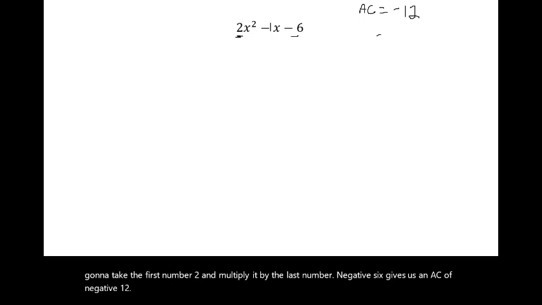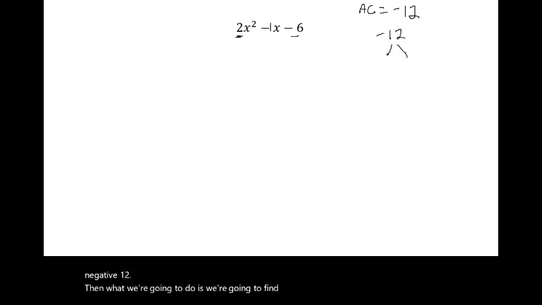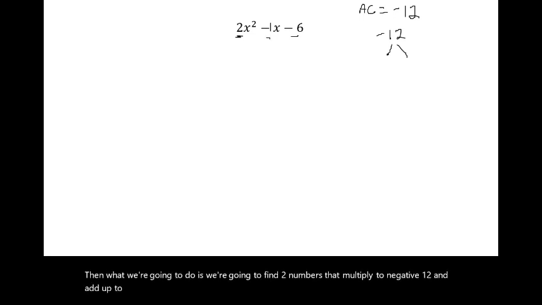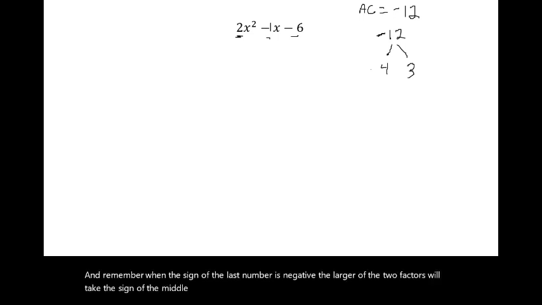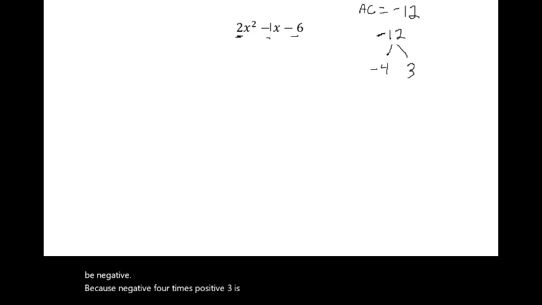Then we're going to find 2 numbers that multiply to -12 and add up to our middle number, -1. Well, 2 numbers that are fairly close together that multiply to 12 are 4 and 3. And remember, when the sign of the last number is negative, the larger of the 2 factors will take the sign of the middle number. So since the middle number is negative, the 4 is going to be negative. Because -4 times +3 is -12. -4 plus 3 is -1.